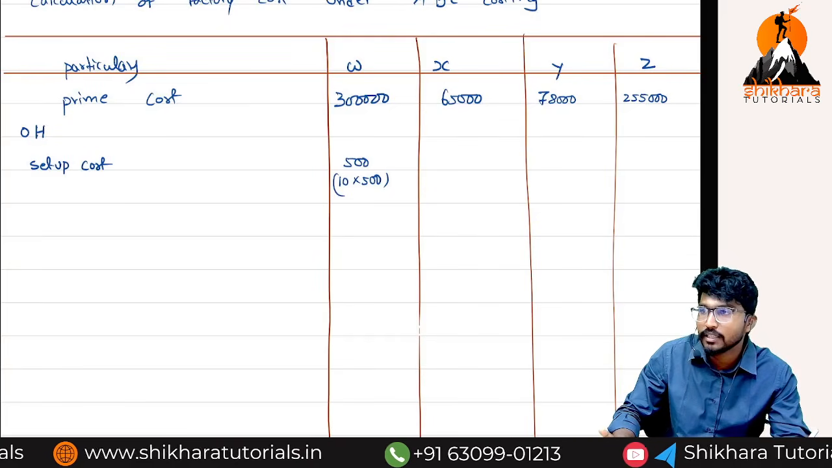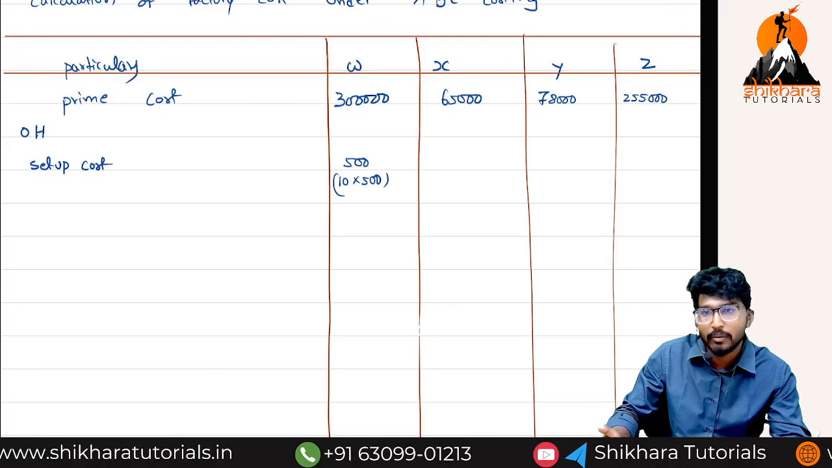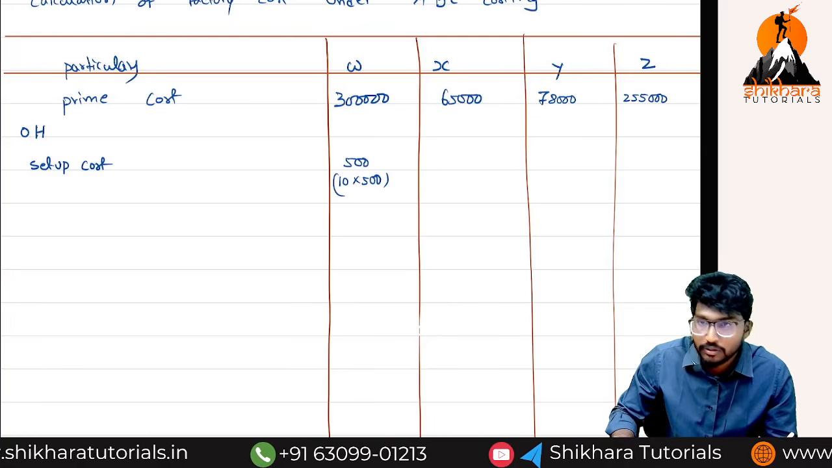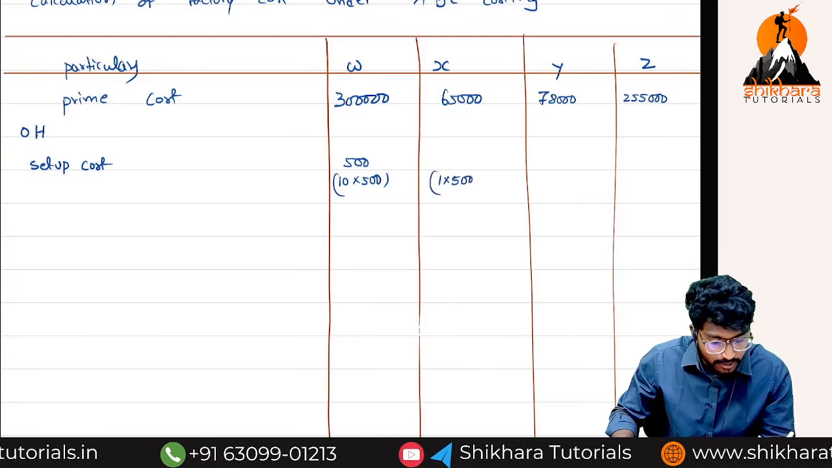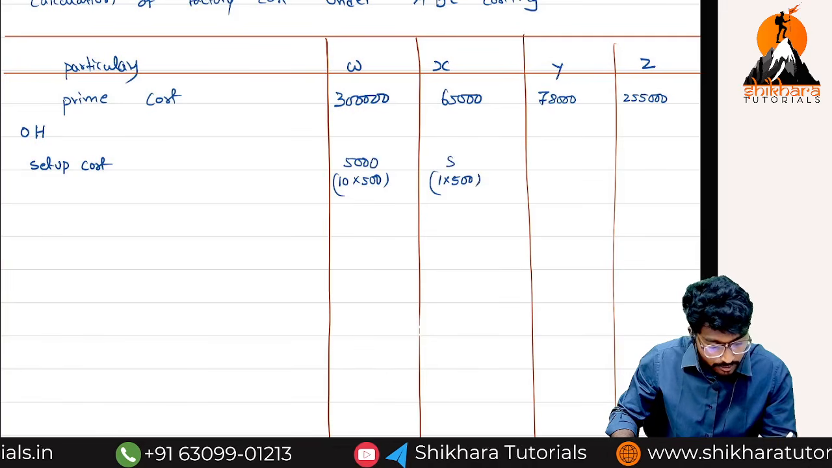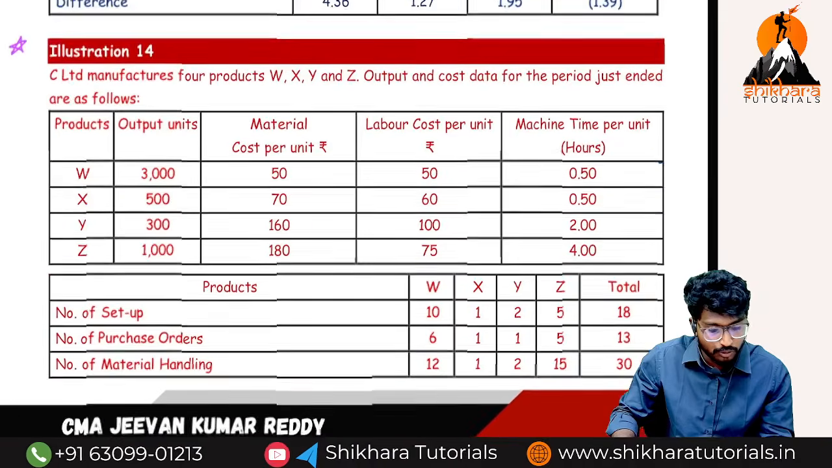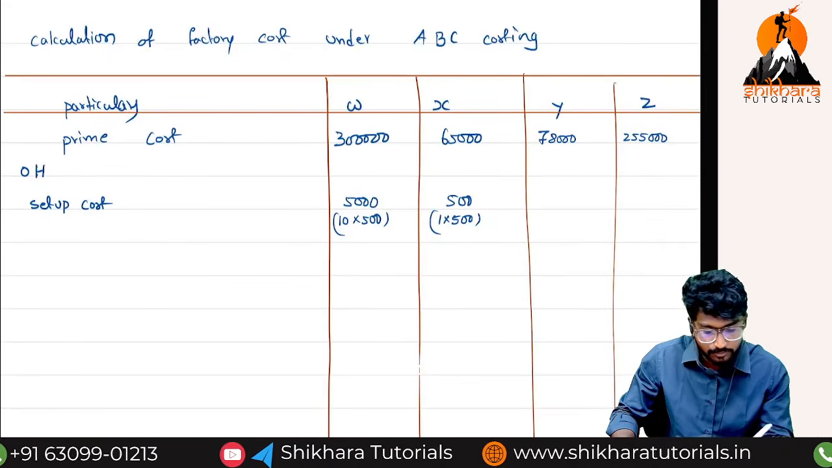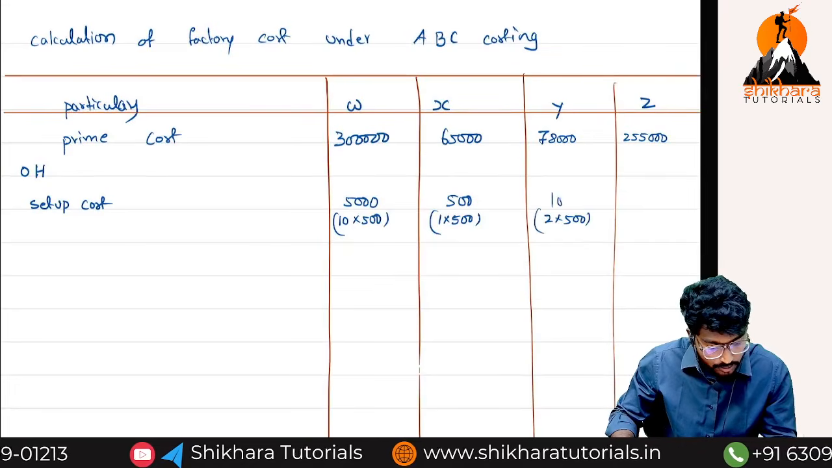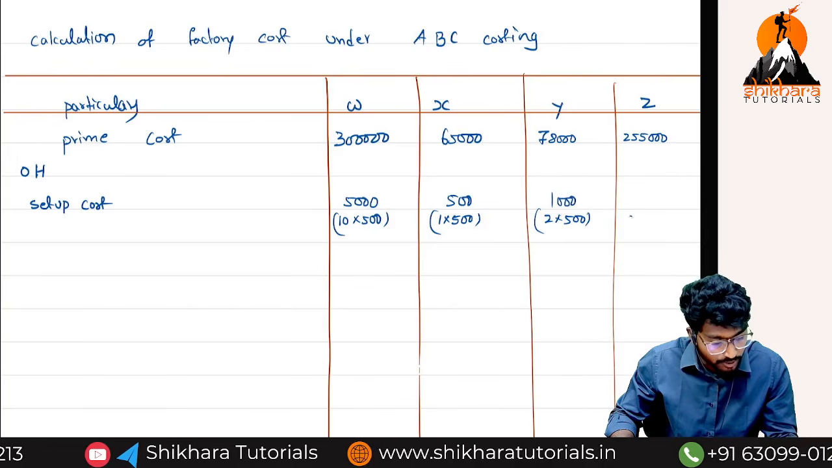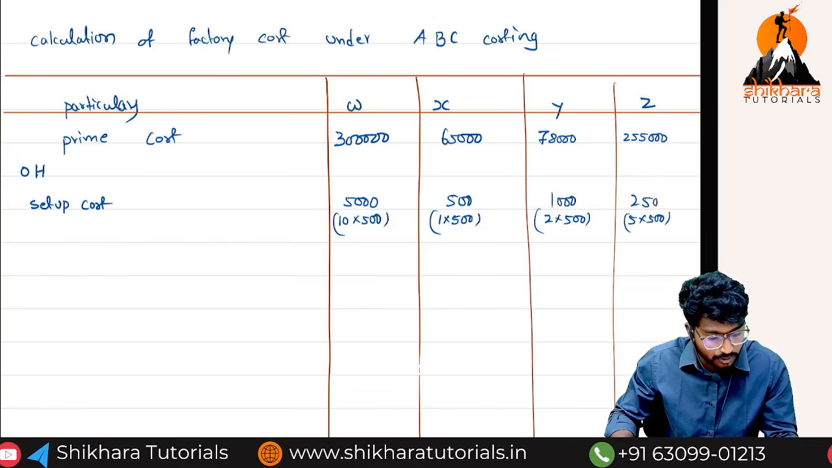W consumed how many setups? 10 setups, 10 into 500, that is 5,000. That means we have to give 5,000 to W. Next, X used how many setups? 1 setup. 1 into 500, that is 500. Next, for Y, 2 setups. 2 into 500, 1,000. For Z, 5 into 500, that is 2,500.